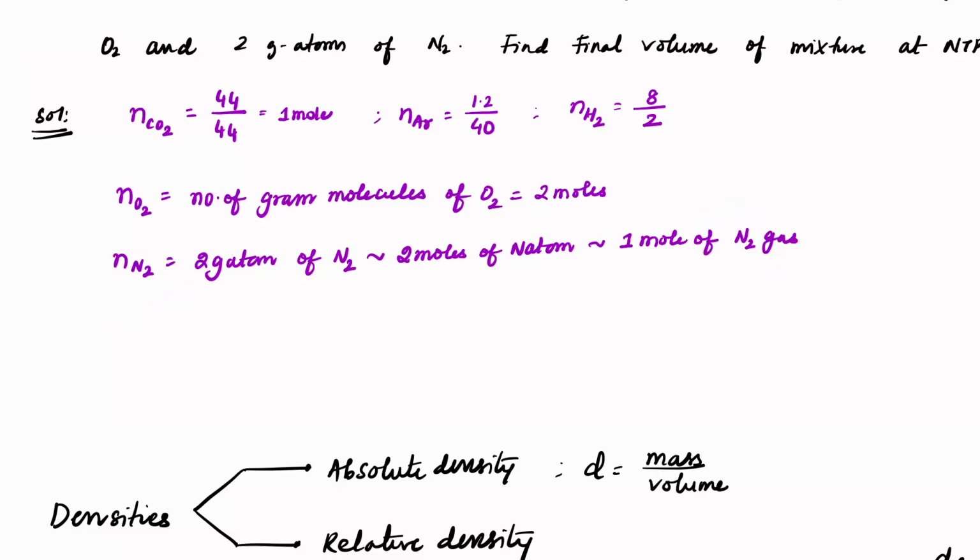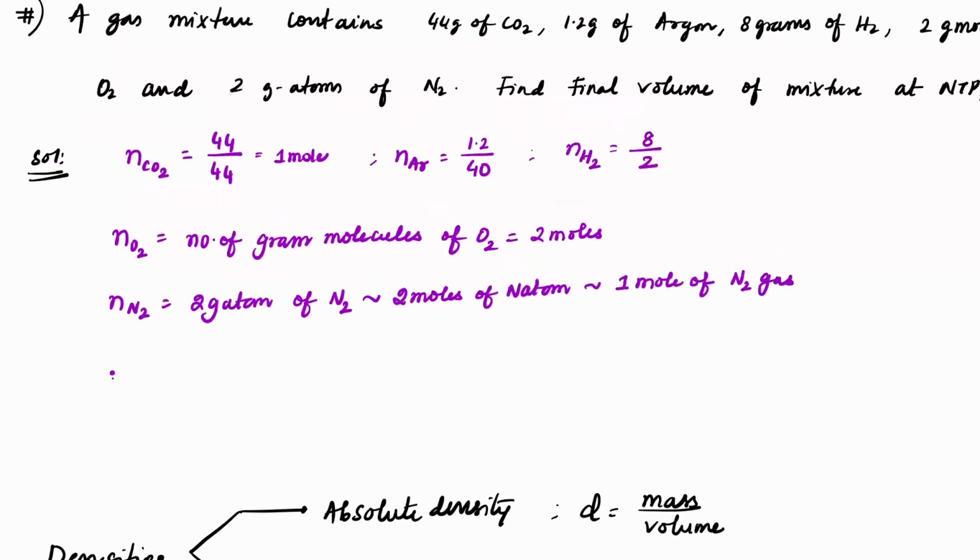Okay. Now, let's put it all together and write the number of moles of the mixture, which is equal to 1 plus 1.2 by 40, which is 0.03, plus 4 plus 2 plus 1. So this is the final value of number of moles. How many are we getting? 4, 6, 7, 8. Okay, 8.03.